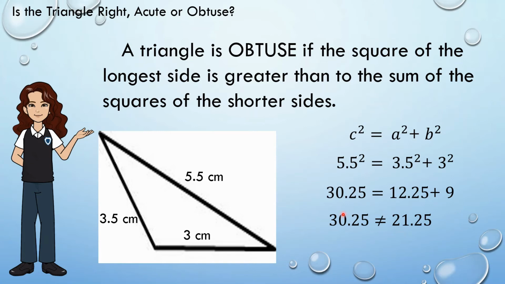21.25, which is not equal to 30.25. So 30.25 is greater than 21.25, so our triangle is obtuse. Again, a triangle is obtuse if the square of the longest side is greater than the sum of the squares of the shorter sides. So this is now the obtuse triangle.